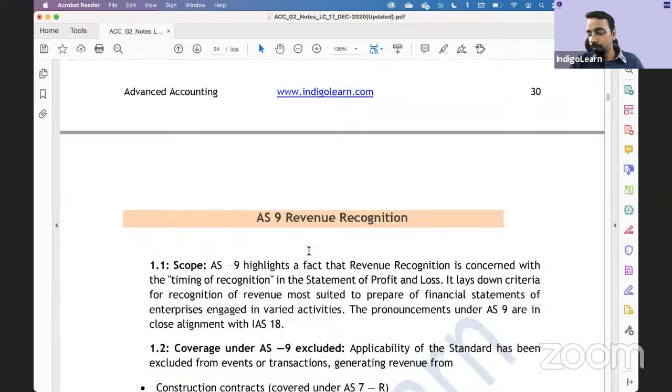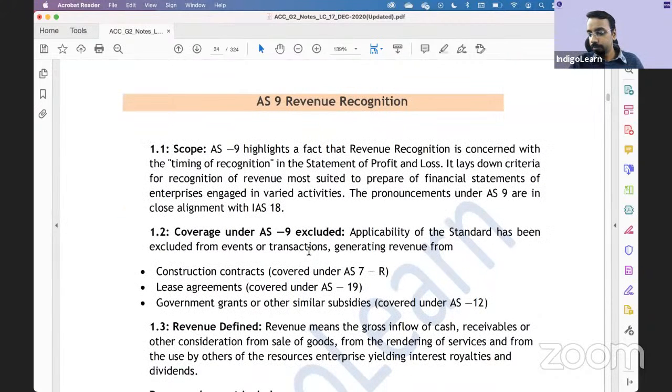Right. So now we'll move to the next standard, which is on revenue recognition. Revenue recognition, accounting standard 9. Very, very important, not only for exam purposes but also from a practical standpoint.